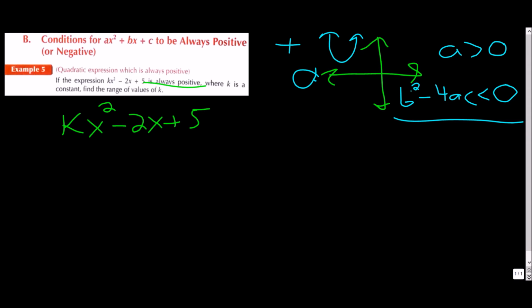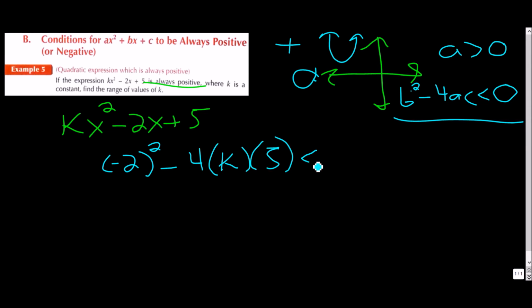problem. So b squared is negative 2 squared minus 4 times a, which is k, times c, which is 5. It's going to be less than 0. So we're going to continue from there. This is 4 minus 4 times k times 5 makes 20k. And then we have this is less than 0.